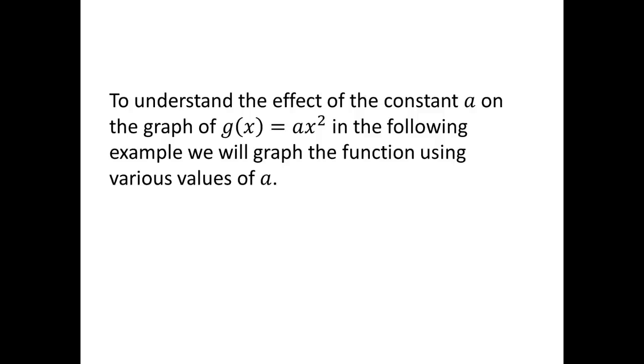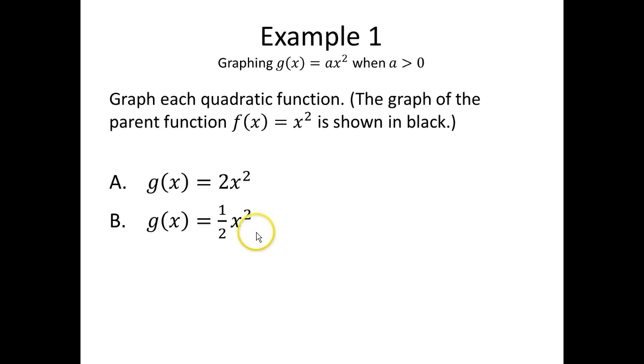So the point 0, 0 on the graph is called a vertex. To understand the effect of the constant a on the graph of g of x equals ax squared, in the following example we will graph the function using various values of a. So we're going to take a look at each of these quadratic functions. The graph of the parent function f of x equals x squared is going to be shown in black. So let's take a look at the first one, g of x equals 2x squared, and let's see what effect this has on the graph of the function.